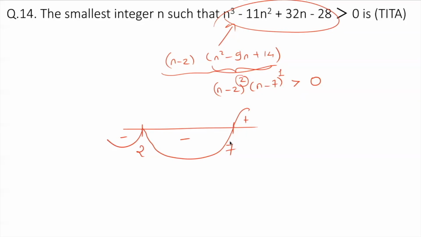So at n is equal to 7, the equation is becoming 0. At the value of n which is just more than this, the integral value, we will have n is equal to 8. And this is the least integral value of n where the equation will just become positive. So the answer to this question is n is equal to 8.